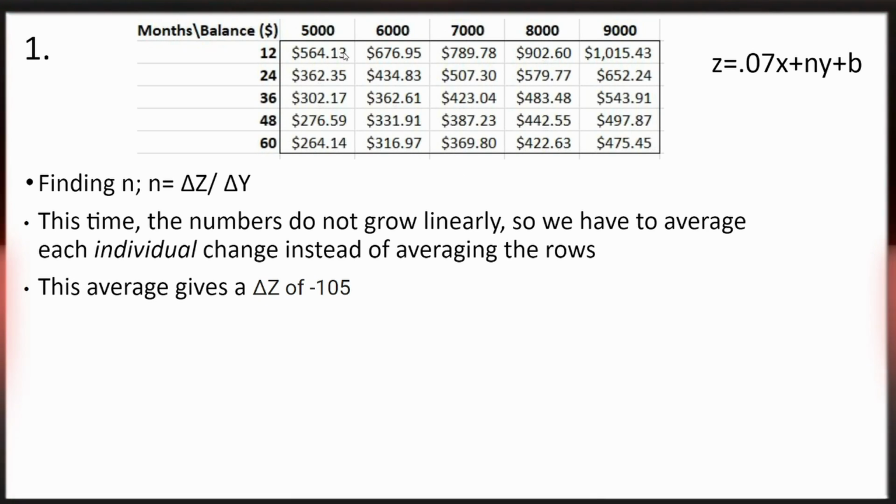We're going to have to find the average of all the changes, and after doing some work, crunching some numbers, we found that the change in z happens to be negative 105. So the average across all these is going to be a change of negative $105.